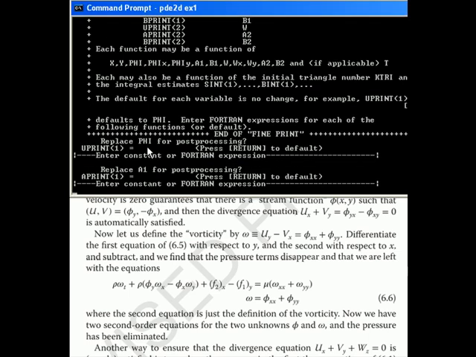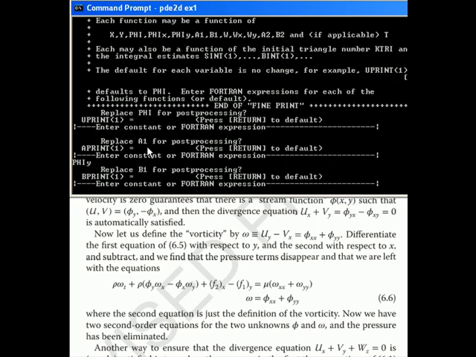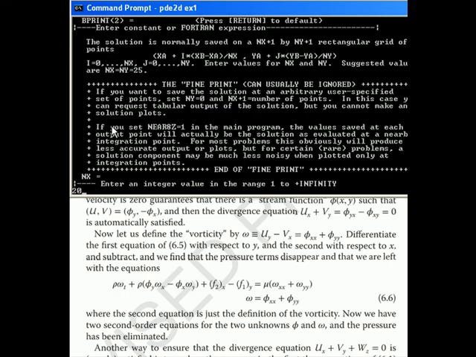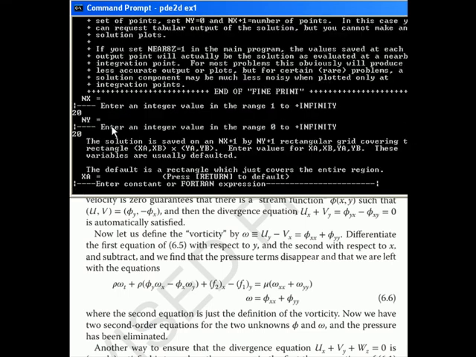We haven't used these before. These are, if you want to output something other than the normal things, and we want to output phi y minus phi x. So phi y, I'm going to replace a1 by phi y. I'm going to replace b1 by minus phi x. That way when I ask for a vector plot of a1 and b1, it will actually be the velocity. And a 20 by 20 grid again.